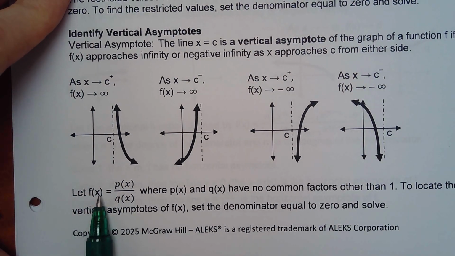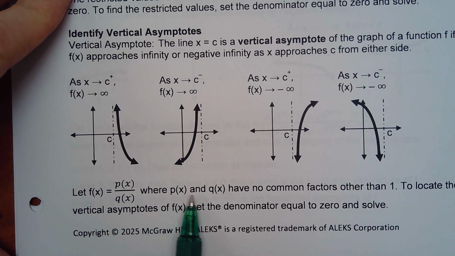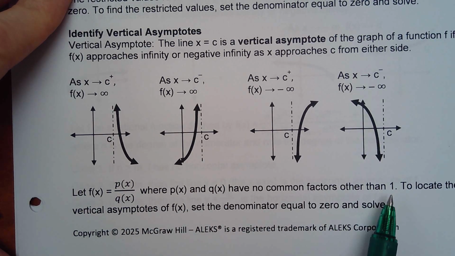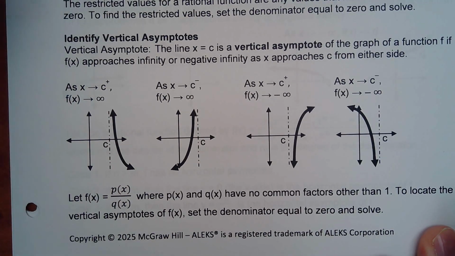So we let f of x equals p of x over q of x, where p of x and q of x have no common factors other than 1. To locate the vertical asymptotes of f of x, set the denominator equal to 0 and solve.